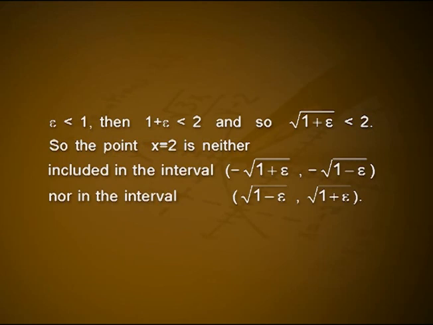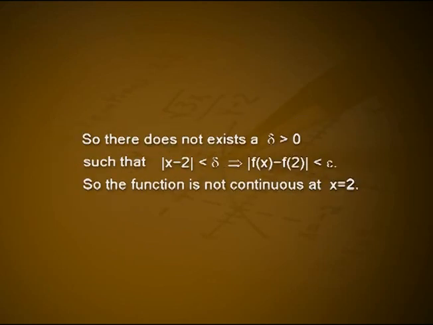So, the point x = 2 is neither included in the interval minus root of (1 + epsilon) to minus root of (1 - epsilon), nor in the interval root of (1 - epsilon) to root of (1 + epsilon). So, there does not exist a delta greater than 0 such that |x - 2| < delta implies that |f(x) - f(2)| < epsilon. So, the function is not continuous at the point x = 2.